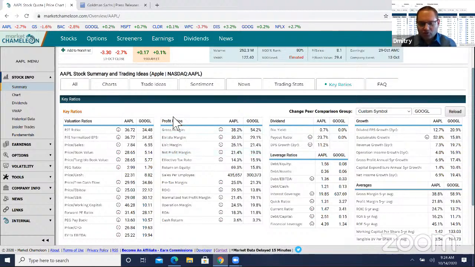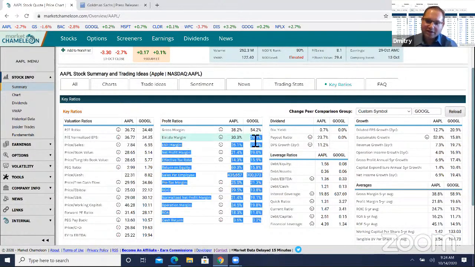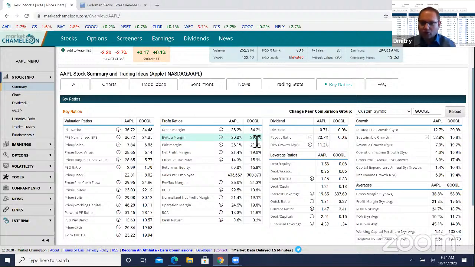So here, what about their profit margins? So Apple looks like the profit margin's 38.2 versus Google 54.2. So that to me looks like Google actually has higher profit margins than Apple. EBITDA margin, Apple has 30.3, Google 29.1. Very, very close. Apple wins out a little bit there. EBIT margin 26.1 versus Google 21.4. Apple's a little bit better there. Net margin 21.4 versus Google 19.